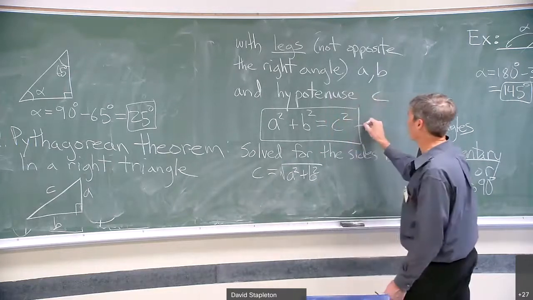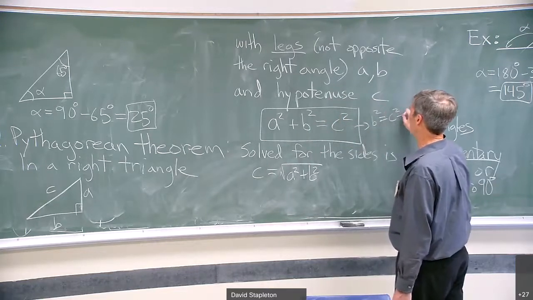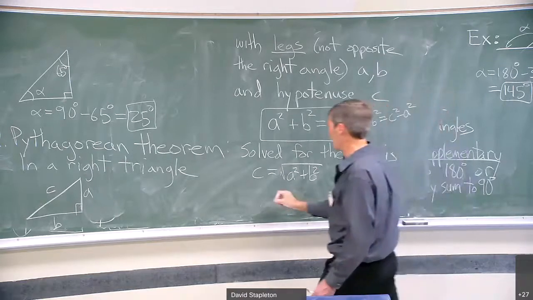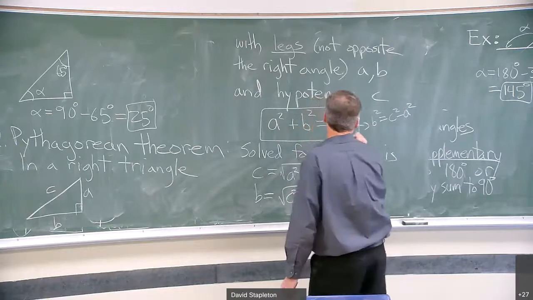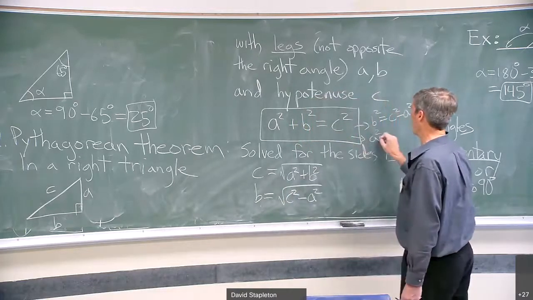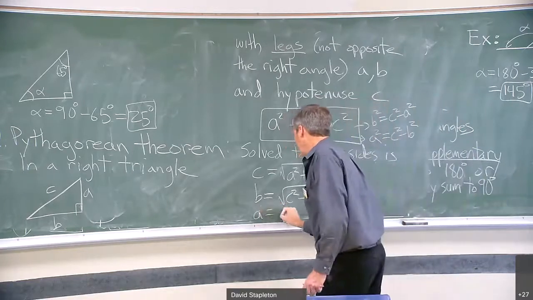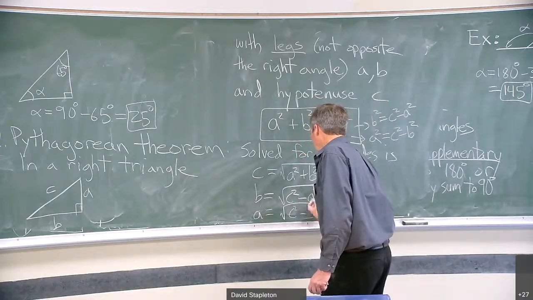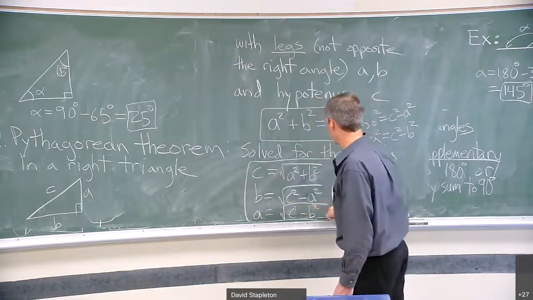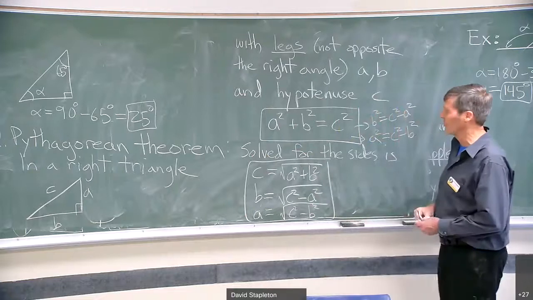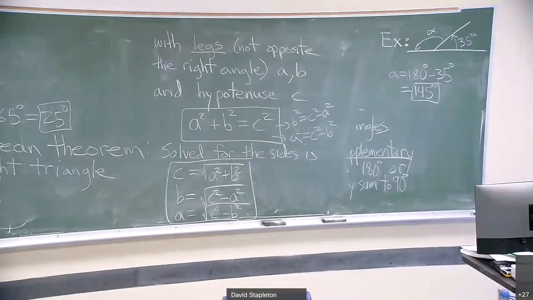Similarly, if I take this and subtract a squared over, so that I have b squared equals c squared minus a squared, I can square root that, and I find out that b is the square root of c squared minus a squared. And similarly, by subtracting b squared over, I have a squared equals c squared minus b squared. Square root that, and I find out that a is the square root of c squared minus b squared. So you subtract to get a leg, you add to get the hypotenuse. I will use those frequently, call them the Pythagorean theorem solved for its sides. So don't let that throw you when I do it.